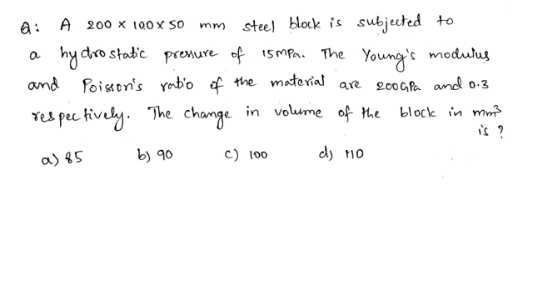Now we are seeing some of the previous GATE questions from the subject Strength of Materials. A 200 by 100 by 50 steel block is subjected to a hydrostatic pressure of 15 megapascal. The Young's modulus and Poisson's ratio of the material are 200 gigapascal and 0.3 respectively. The change in volume of the block in cube is A 85, B 90, C 100, D 110.